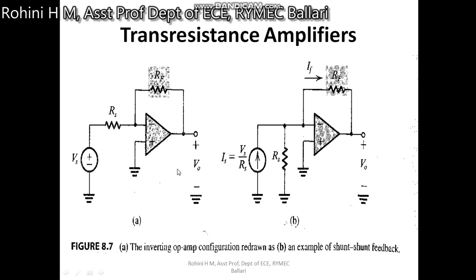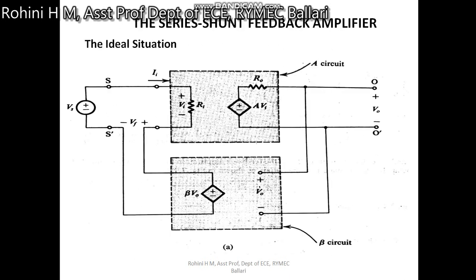So this is the same circuit, the Norton's equivalent circuit. Why? Because our input is current and output is voltage, so we need to connect the input source as a current source. The current source Is can be written as Vs divided by Rs. The rest is all the same. So this is the example of a trans resistance amplifier.